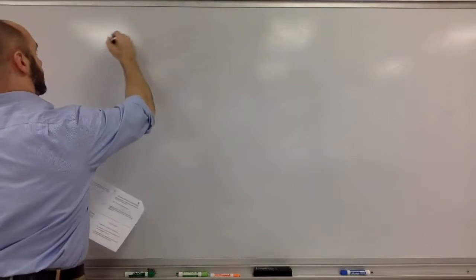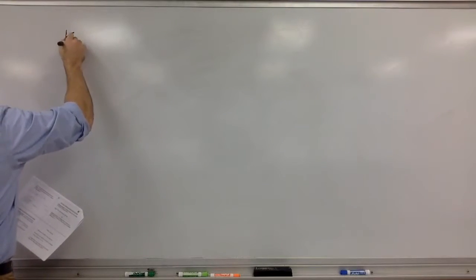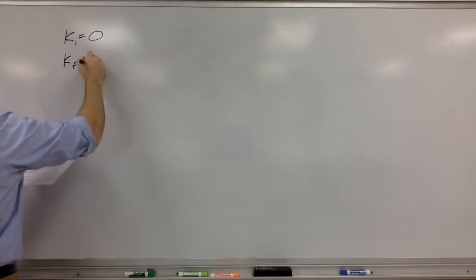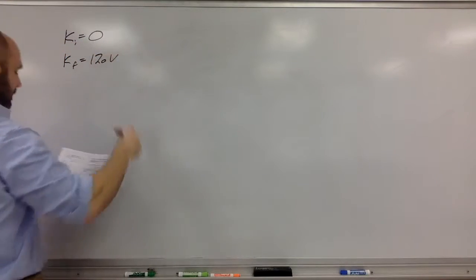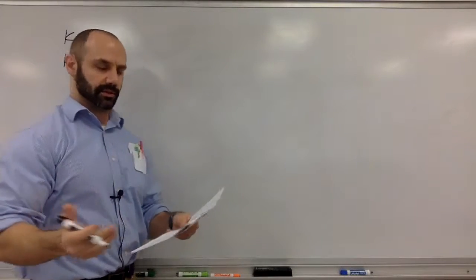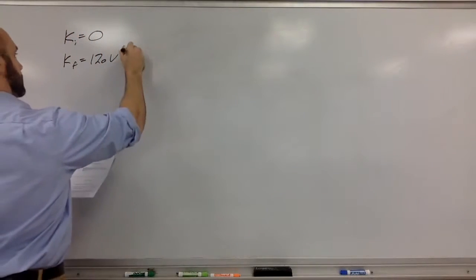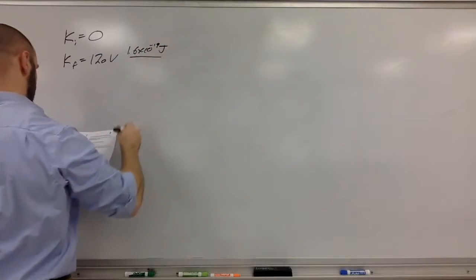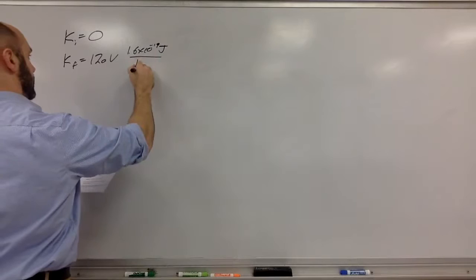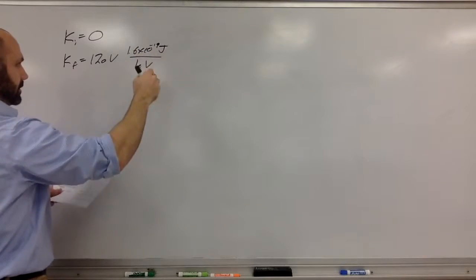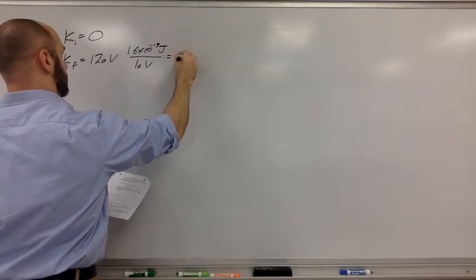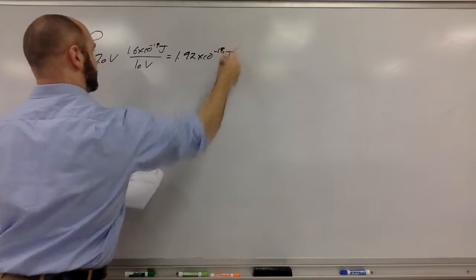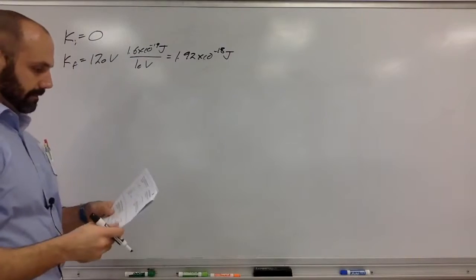So initially the kinetic energy is 0, and the final kinetic energy is 12 electron volts. But I'm going to convert this because I want to see what this is in terms of joules. So this is 1.6 times 10 to the negative 19th joules for every 1 electron volt, right? That's how many joules there are in an electron volt. And so this is 1.92 times 10 to the negative 18th joules.